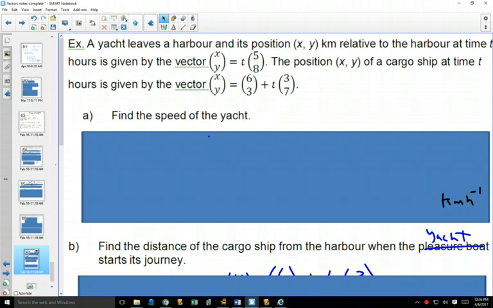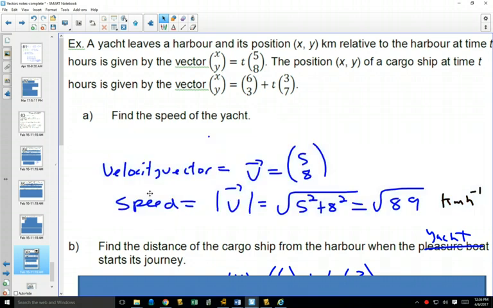So how fast is the yacht going? We'd take our velocity vector of our yacht and find the length of it: root 89 kilometers per hour. It sounds faster when you say root 89, but it's not that fast. Just over 9 kilometers per hour.